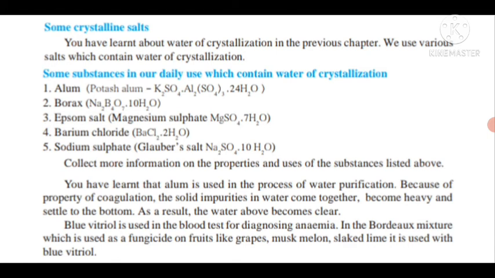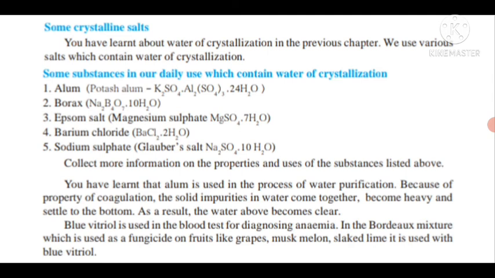Blue vitriol is also used in the blood test for diagnosing anemia. In the Bordeaux mixture, which is used as a fungicide on fruits like grapes and muskmelon, slaked lime is used with the blue vitriol. So this blue vitriol is a crystalline salt which contains water of crystallization.